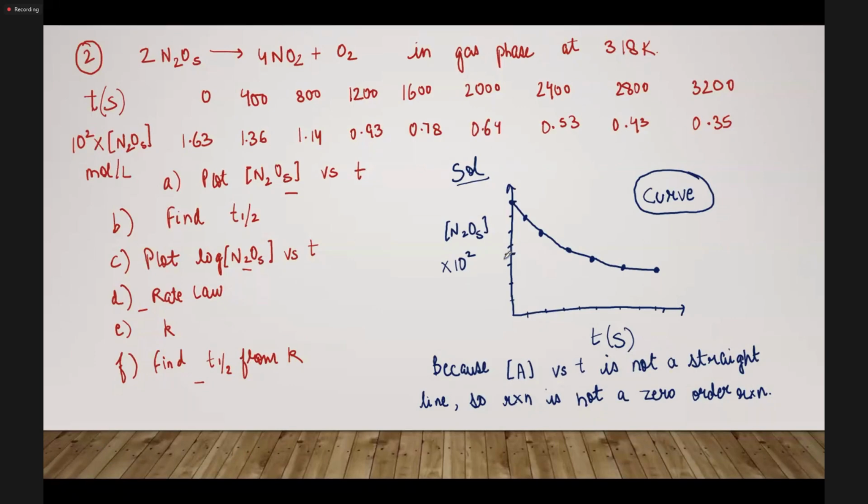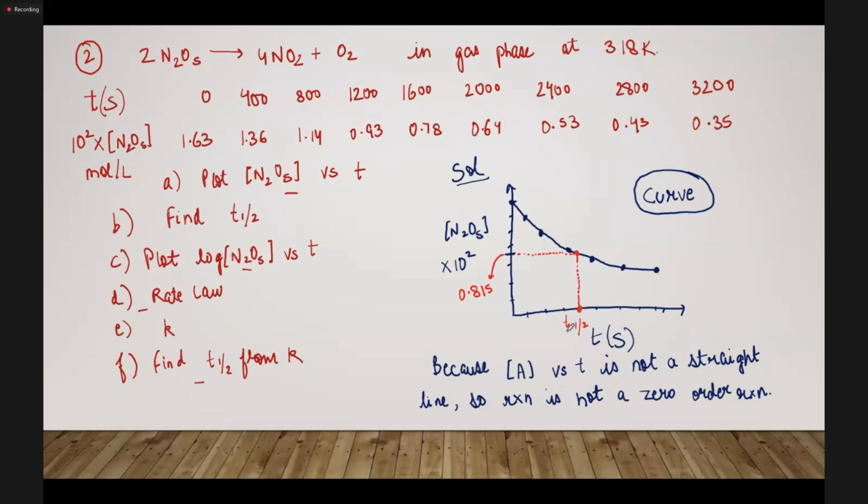There will be some point with 0.815, right? So half of 1.63 is 0.815. So suppose this point is the 0.815 point. This is the half of the initial concentration. From this point you have to draw a straight line which will cut the curve over here, and then draw this line over here, and this will correspond to some point, some time. So this time is the half life.